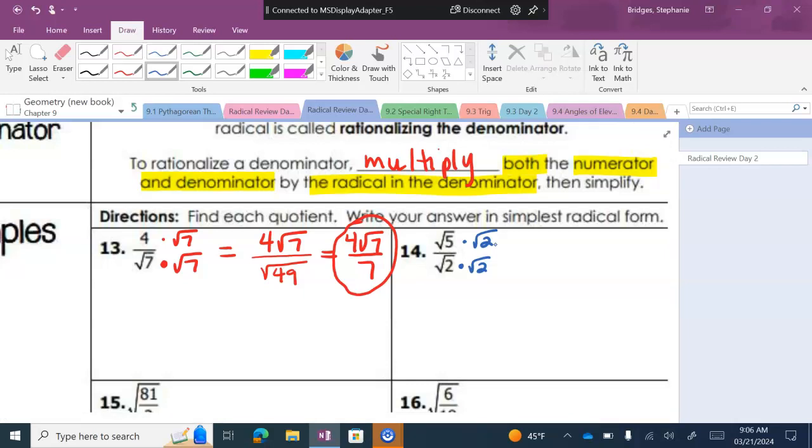Now this one is going to be slightly different than number 13. When I multiply at the top, can I actually multiply the square root of 5 times the square root of 2? Yes, because they're both under the radical, and that's going to give me the square root of what is 5 times 2?